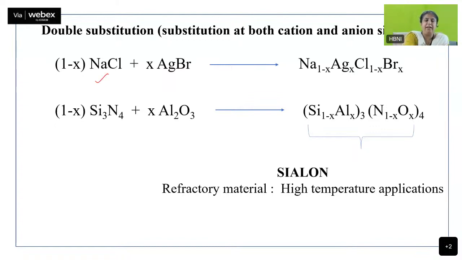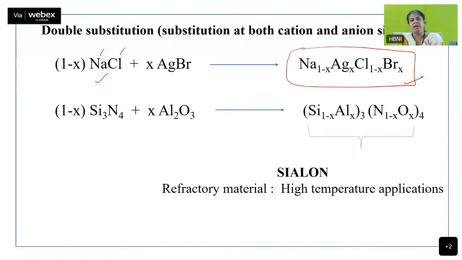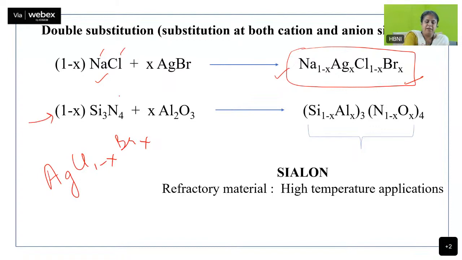Suppose I start with NaCl, I replace Na by Ag, Cl by Br, some of it, and I get this solid solution. And why is this possible? Because chlorine and bromine, they've got kind of similar size, kind of similar bonding requirement. So it is possible for them to replace each other. Actually, we get only anionic solid solution of this form. Okay, here anyway we are talking of double substitution. Now this is also an example of double substitution.